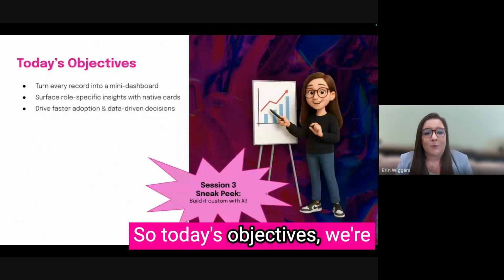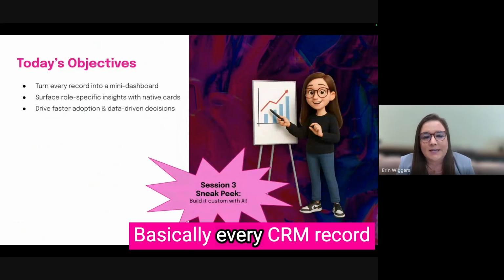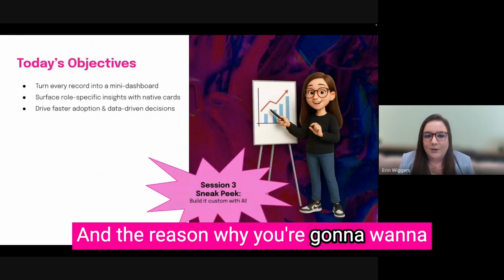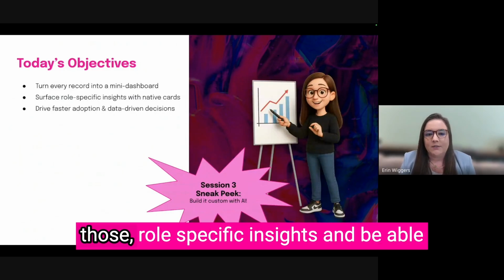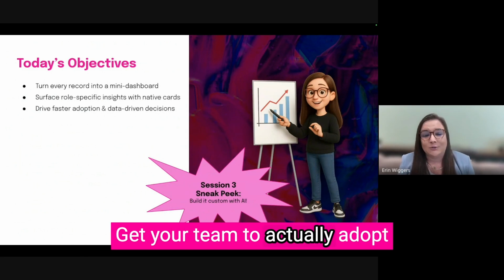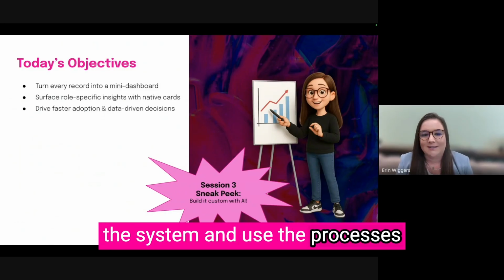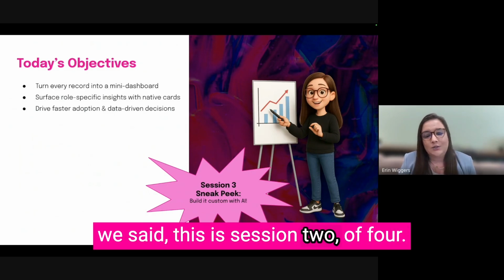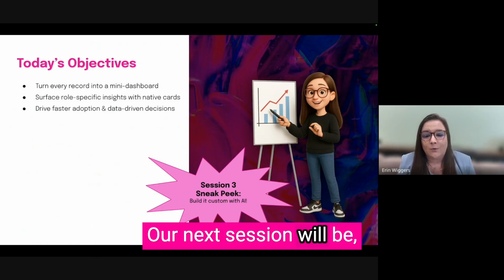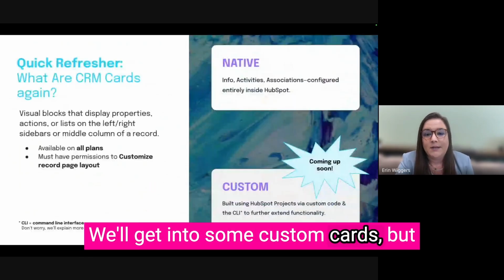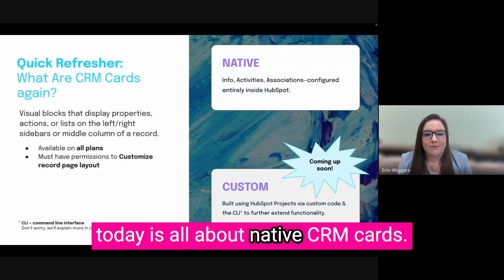So today's objectives: we're going to show you how to turn basically every CRM record into a mini dashboard. The reason you're going to want to do that is so that you can surface role-specific insights and make more data-driven decisions, and get your team to actually adopt the system and use the processes that you've laid out for them. In our next session, session 2 of 4, we'll be building it with AI, so join us for that. We'll get into some custom cards, but today is all about native CRM cards.